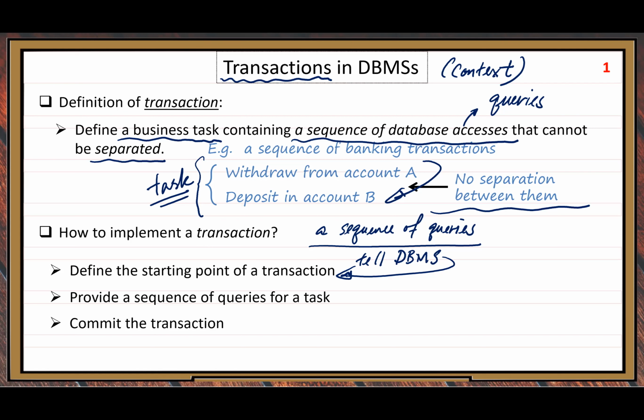Then at the end, commit the transaction. At the end point, you want to execute the whole sequence as a whole. So you send the commit command to DBMS, telling DBMS to commit this transaction. Then the DBMS needs to execute the whole sequence from beginning to end without interruption. You cannot break it in the middle.